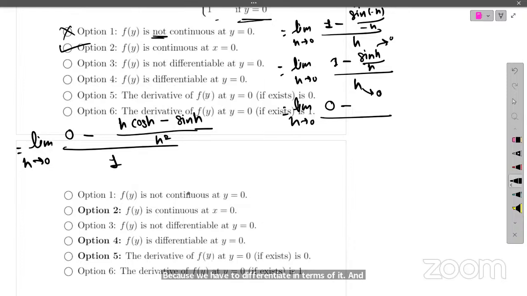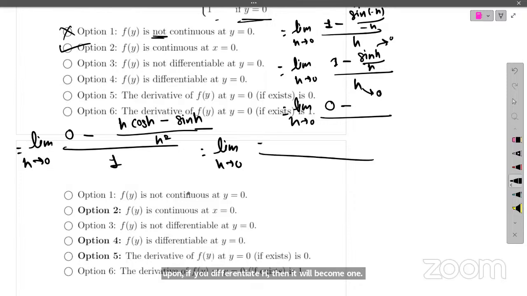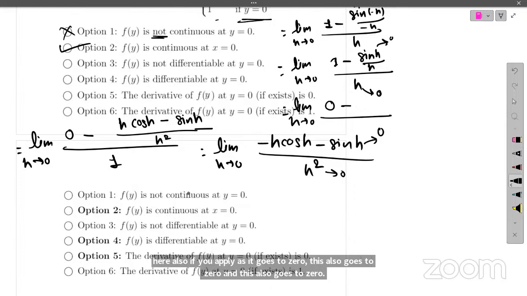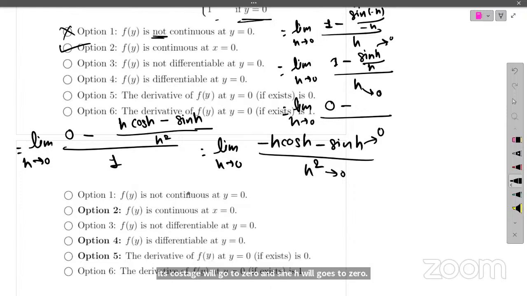So this is the same as the limit as h goes to 0 of minus of h cos h minus sin h, over h squared. Here also, as h goes to 0, this goes to 0 and this also goes to 0, because h cos h goes to 0 and sin h goes to 0. Again you have to apply L'Hospital. I think if you do that, you will get that the function is differentiable at y equals 0, but at least try to compute the one-sided derivative.